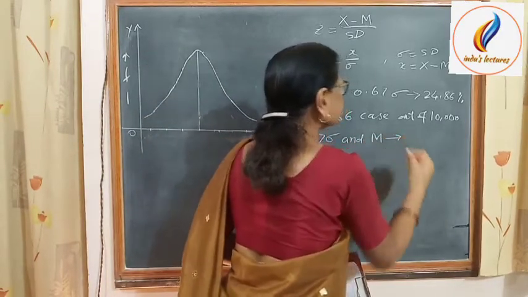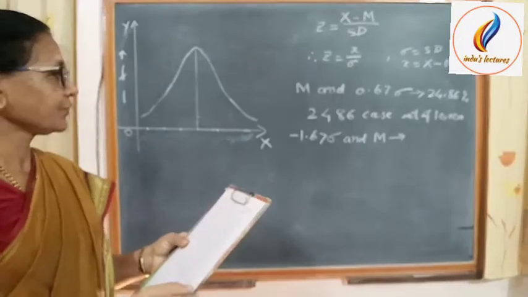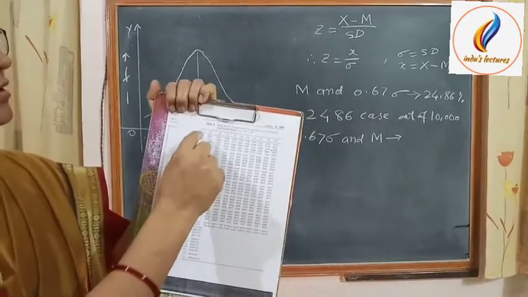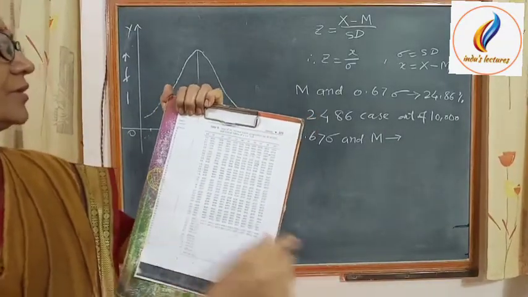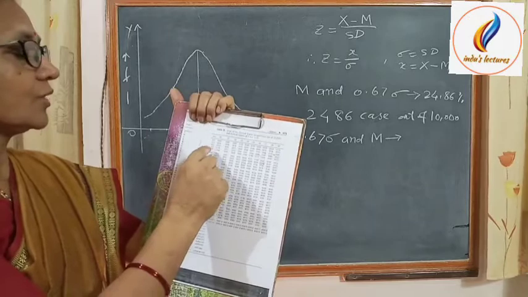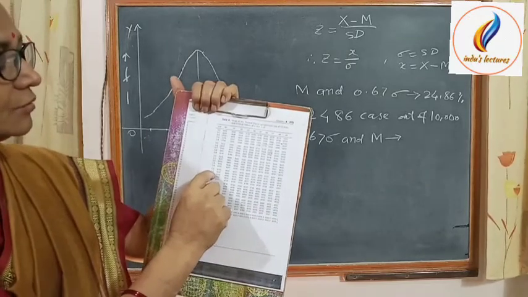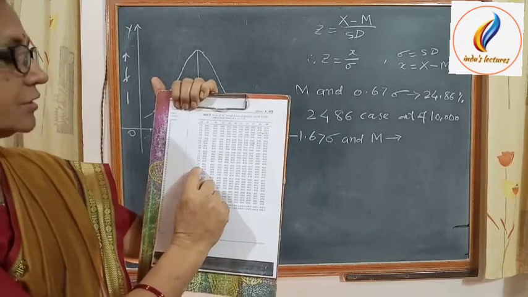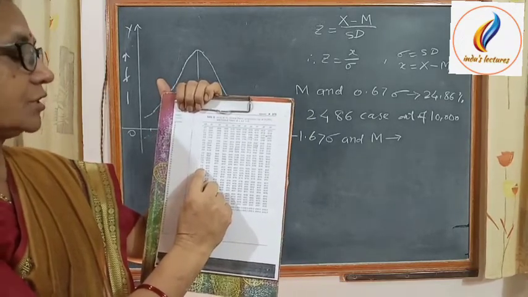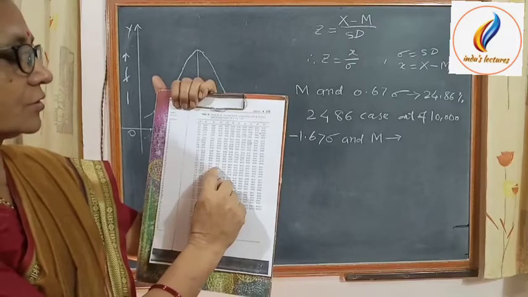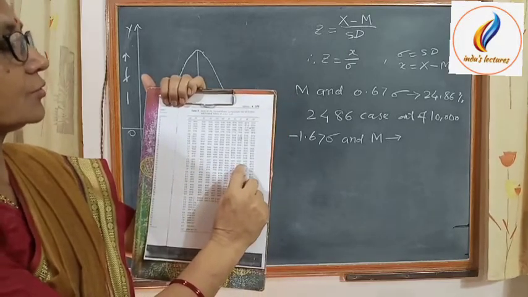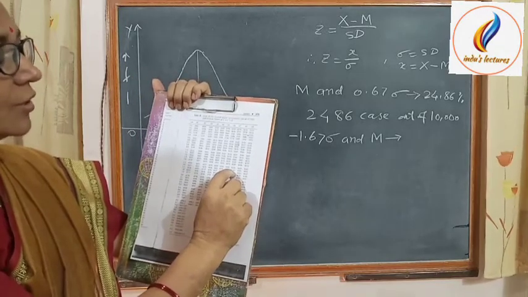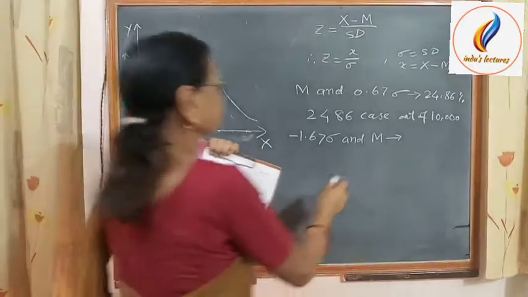So consider the first column x by sigma. Now go down up to 1.6, here 1.6. And now move along the horizontal row up to 0.07. So move along this row up to 0.07. Here we can find 25 cases.